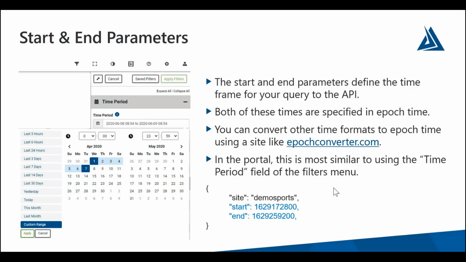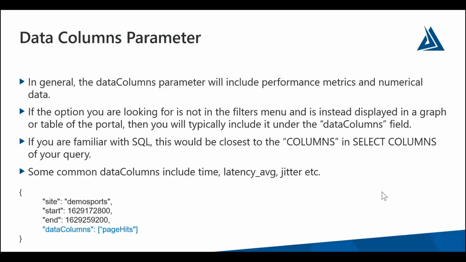All right, the start and end parameters. I won't spend a lot of time here. It's basically just an epoch in milliseconds. It's the start and end of the time period you want to view data for. So this is like the time period selector in the Blue Triangle portal. epochconverter.com is a great tool for this. In fact, I might use that here in a second as we do a little more interactive work together. Human readable to epoch, epoch to human readable, etc. Great tool there.